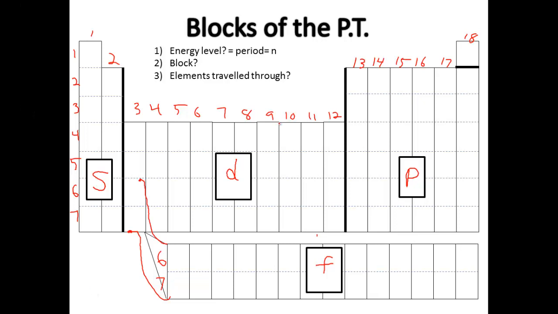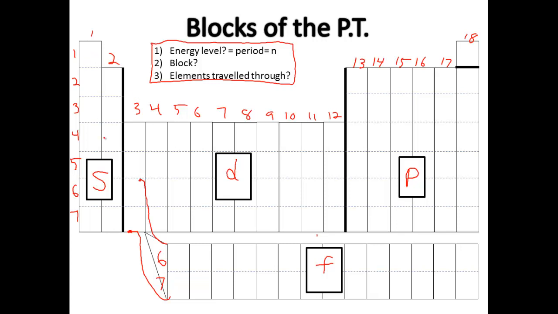So what we're going to look at today is 3 things to write down. First off, we're going to look at the energy level that we're in by the period number we're in, what block on the periodic table we're in, and the elements that we're passing through to find out that electron configuration. So we're going to start up at the top with hydrogen.